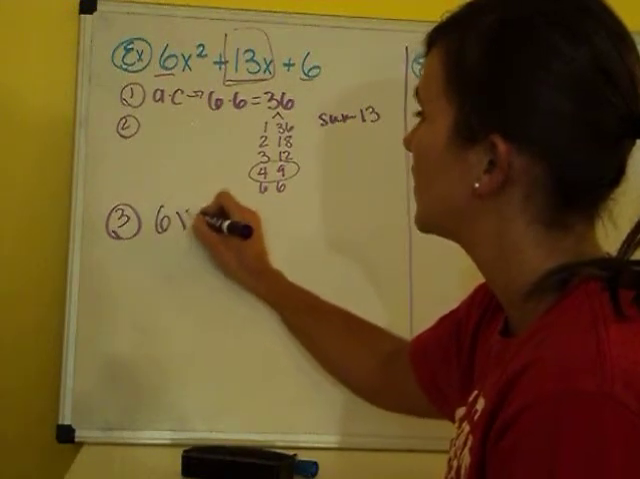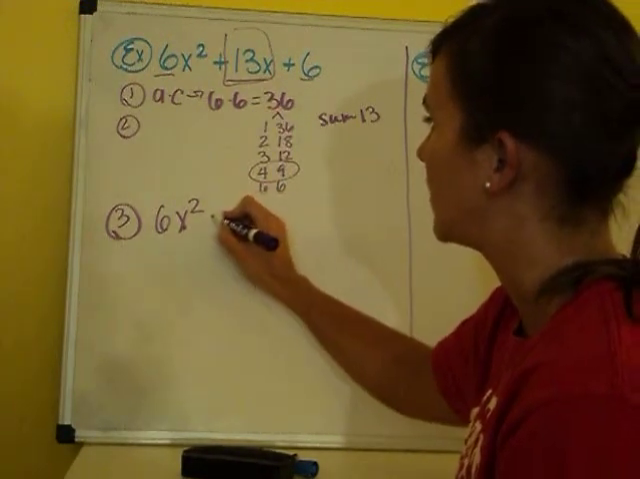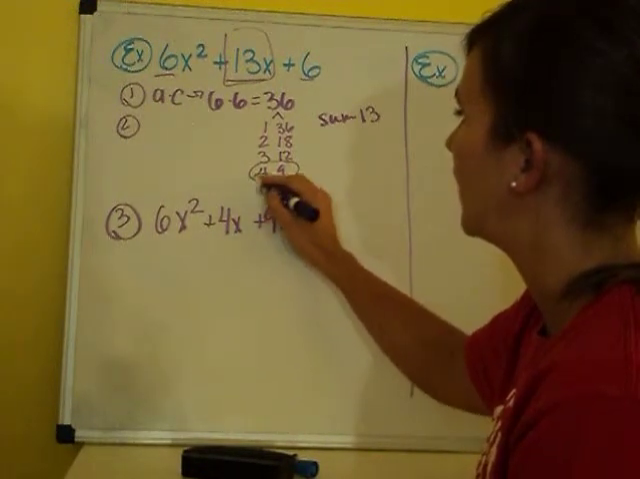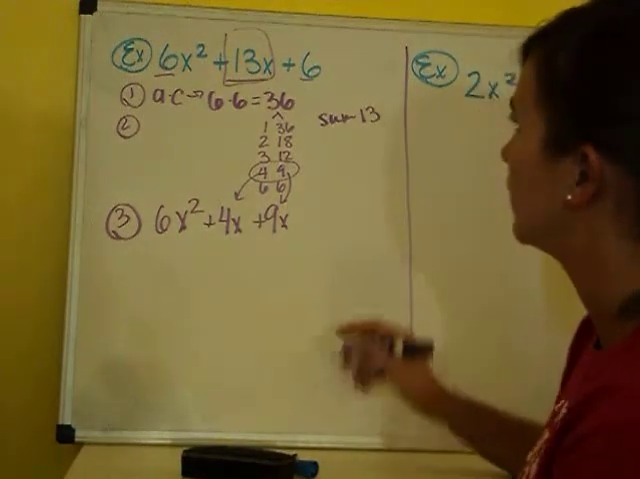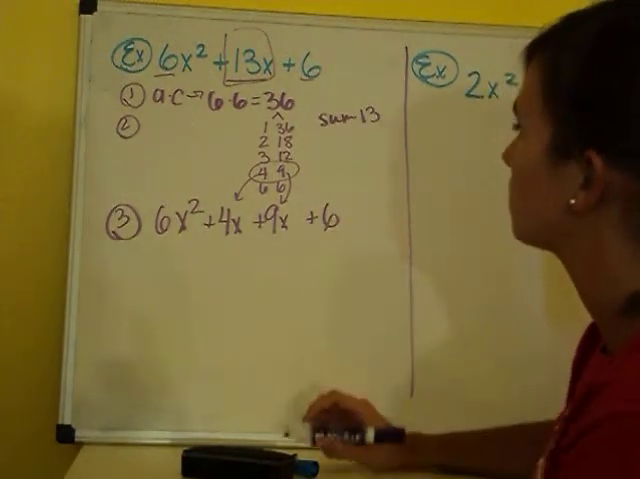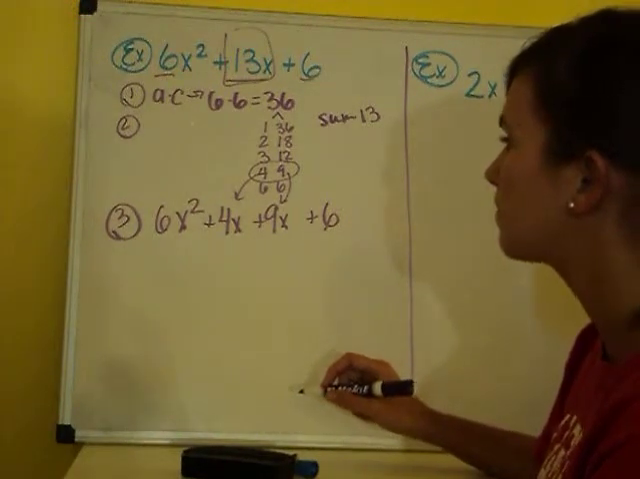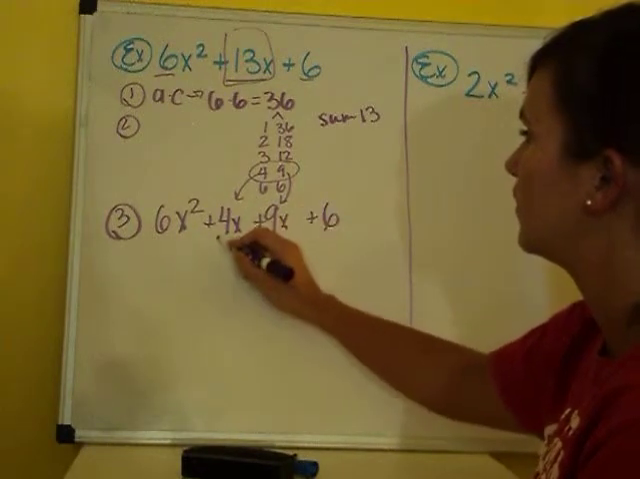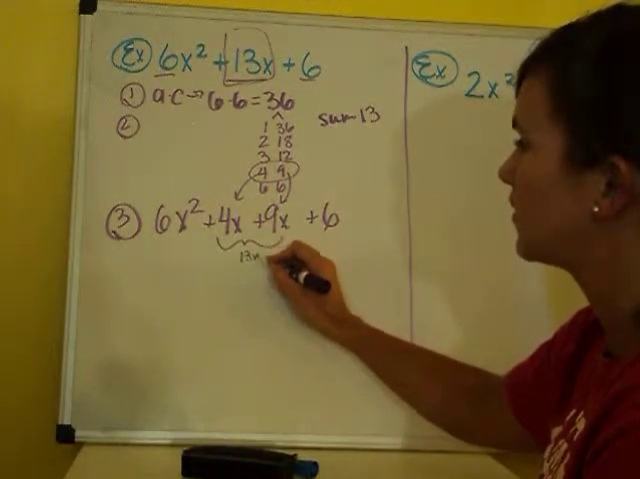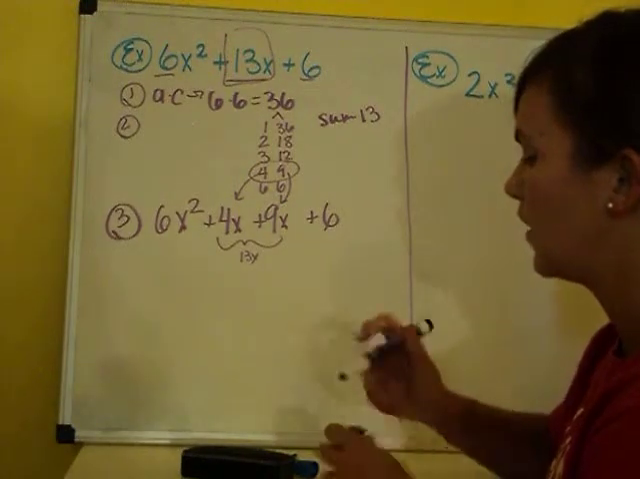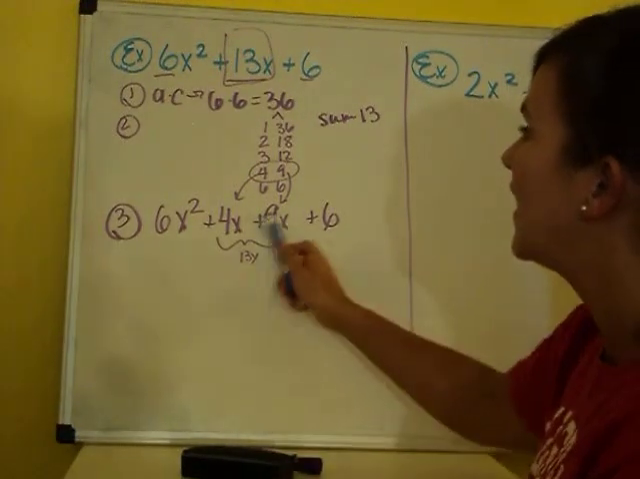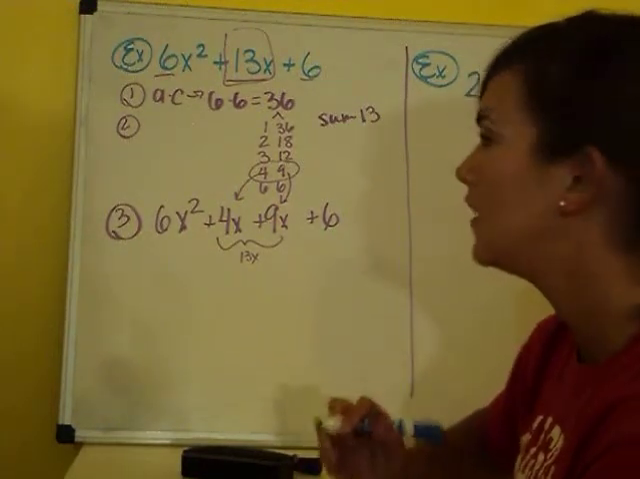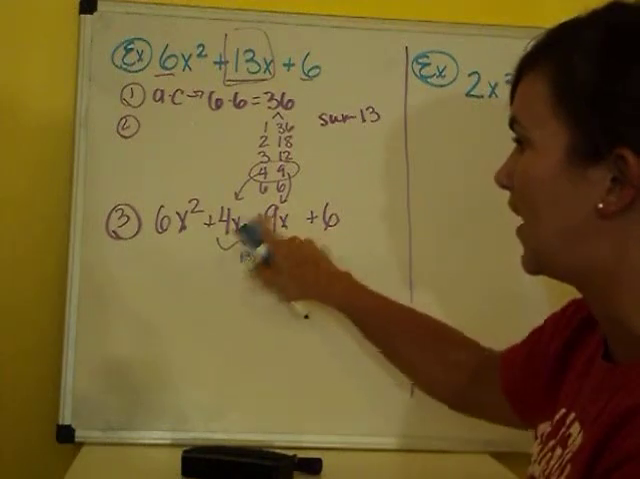So I'm going to have 6x squared. Instead of writing 13x, I'm going to have plus 4x plus 9x. Okay, I get that 4 from here, that 9 from here, and then plus 6. Okay? These add together to be 13. So this right here was my original 13x. Okay? From here, again, it doesn't matter which order you write those in, because if you're doing factoring by grouping correctly, you'll get the same answer either way if you had 9x and 4x.